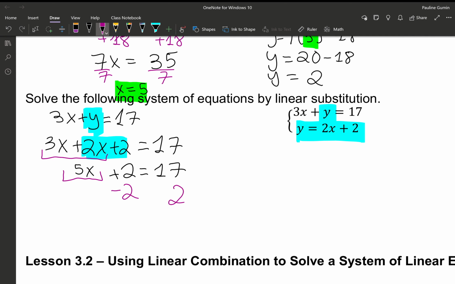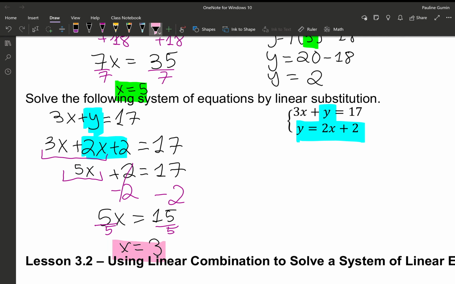That's right, we're going to subtract 2 from both sides. So I'm left with 5x equals 15, and our final step is to divide both sides by 5. X equals 3. Wonderful!